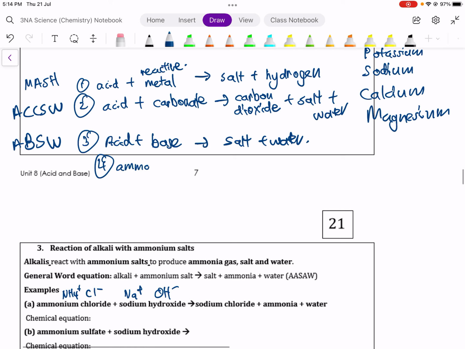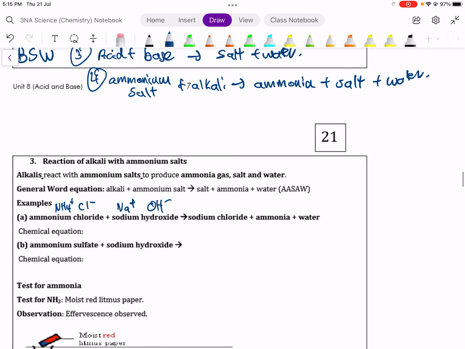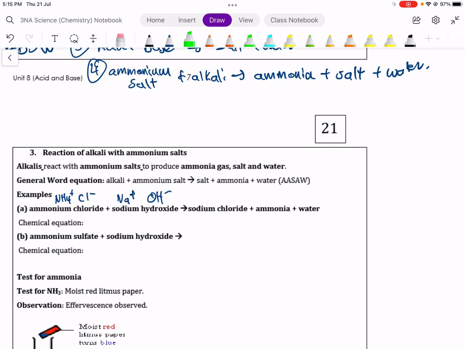Okay, so now I'm going to teach you number 4. It doesn't involve an acid. Ammonium salt plus sodium hydroxide, ammonium salt plus alkaline, gives you ammonia, salt, as well as water. So we are going to look at the last reaction. Basically, when ammonium salt reacts with an alkaline and not an acid, they produce ammonia gas, salt and water.